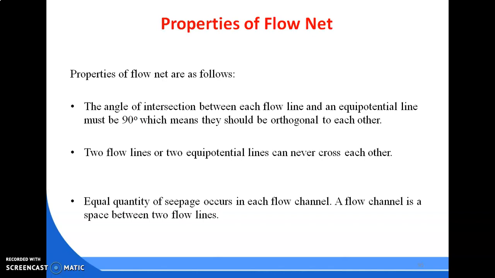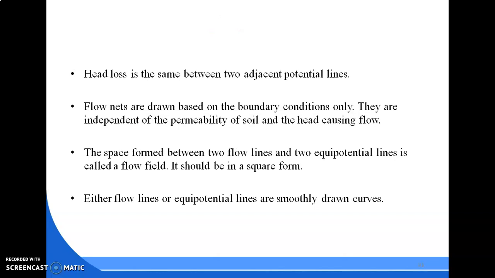Two flow lines or two equipotential lines can never cross each other. Equal quantity of seepage occurs in each flow channel. A flow channel is a space between two flow lines. And head loss is the same between two adjacent equipotential lines. Next is, flow nets are drawn based on the boundary conditions only. They are independent of the permeability of soil and also the head causing flow. The next is, the space formed between two flow lines and two equipotential lines is called a flow field. The square shape is called a flow field. It should be in a square form.